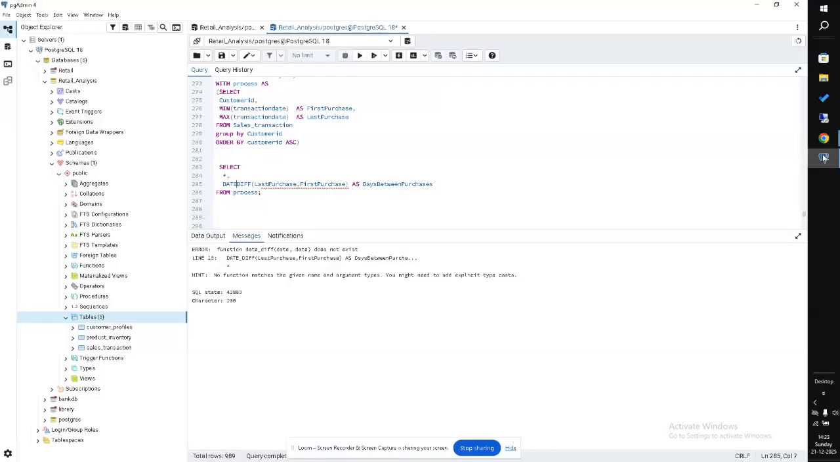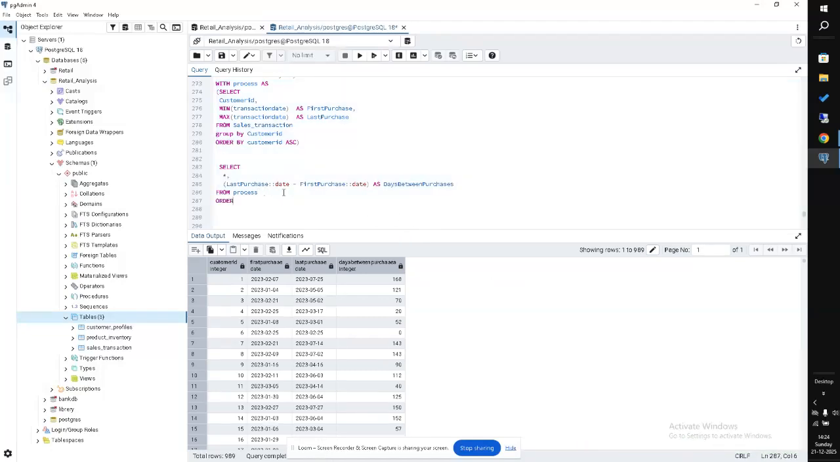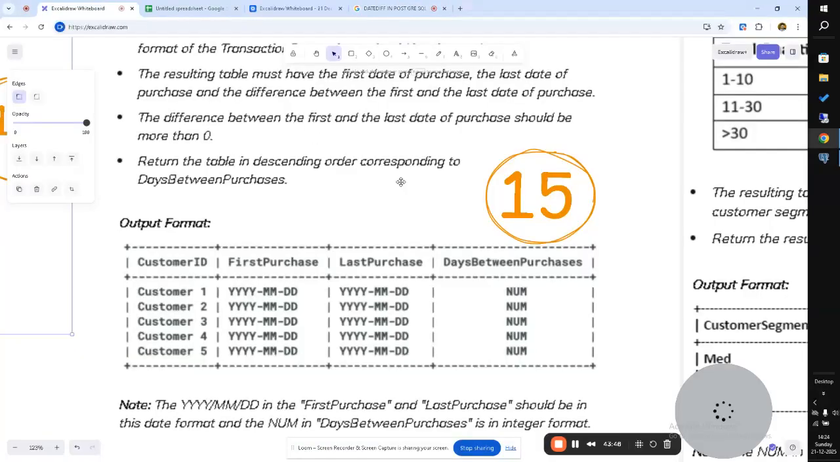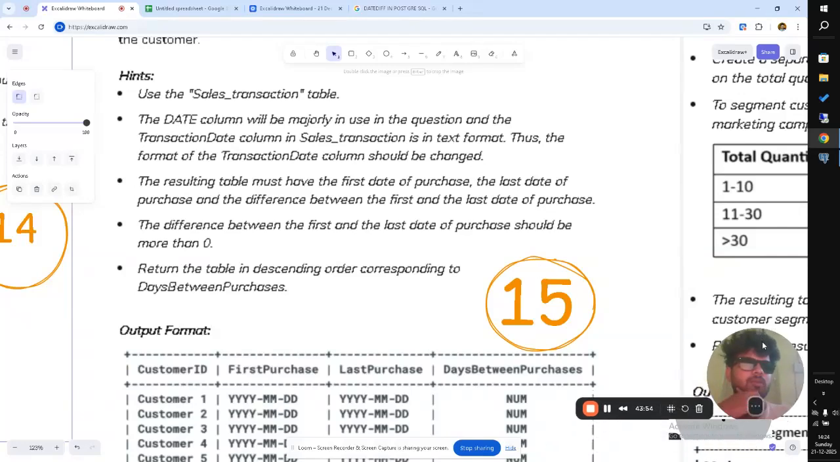Let's do date minus date. Nice. And we are also doing order by. Here they're asking, we are using the sales transaction table. Okay, and we will be majorly using the customer and the transaction date columns.